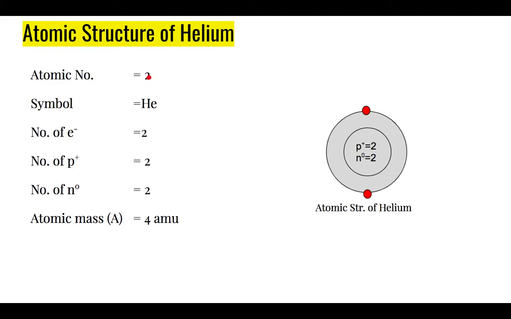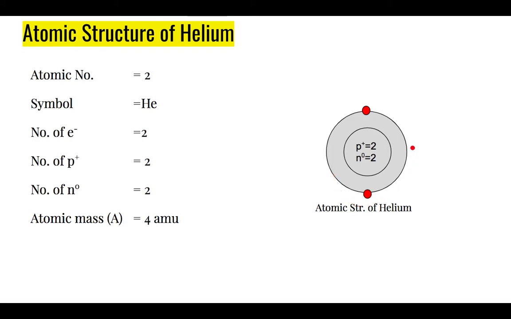Helium: atomic number is 2, symbol is He, and since atomic number is 2, electrons and protons are 2, and the neutron number is equal. Atomic mass we get by adding proton and neutron, so 2 and 2 is 4. Let's follow the same method. This is the nucleus of the atom, and at the nucleus you will find protons and neutrons. Proton is 2, neutron is 2, and protons and electrons are always equal, so here 1 and here 1. This is the first orbit, its maximum capacity is 2 electrons, and it has 2 electrons, so both electrons can fit in the same orbit.